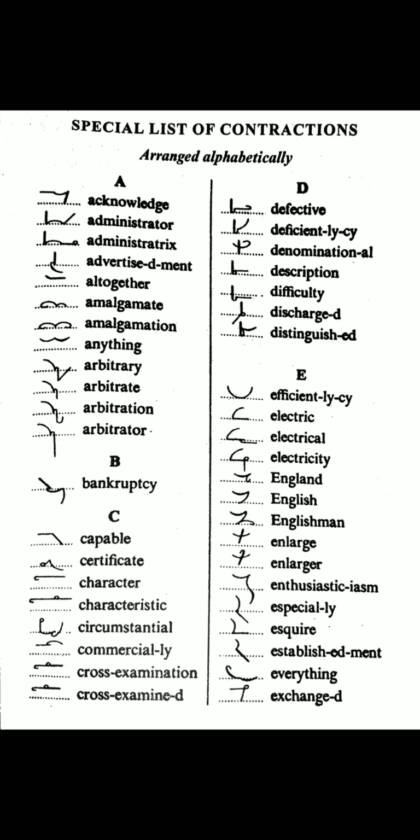K stroke with P stroke on the line for capable. S circle with upward R halved with F stroke for certificate. K stroke with R hook, another K is used here for character above the line.